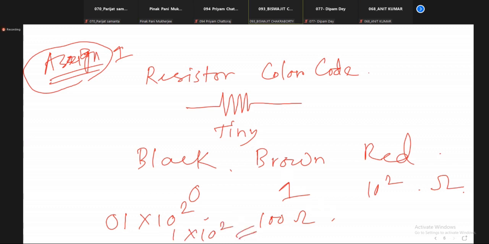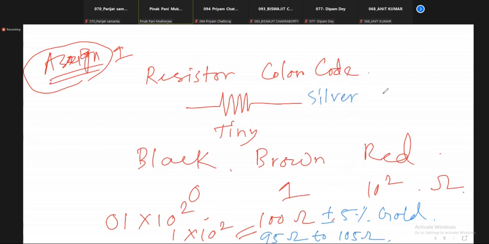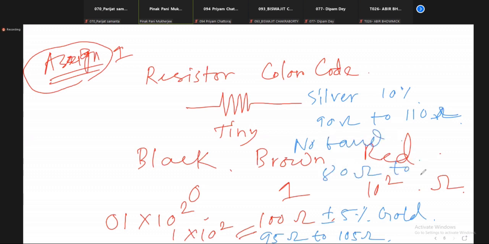Okay, sir. And you see, suppose the tolerance is plus minus 5% because gold. So what will be the value in this case? The value will be 100 plus 5, 100 minus 5. So the value will be in between 95 ohm to 105 ohm. Suppose the tolerance band is silver. So silver means how much? 10%. So if it is silver, then it will be 90 ohm to 110 ohm. If it is no band, then the value will be 80 ohm to 120 ohm.